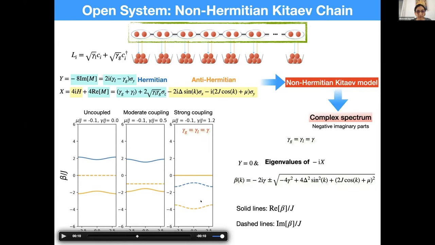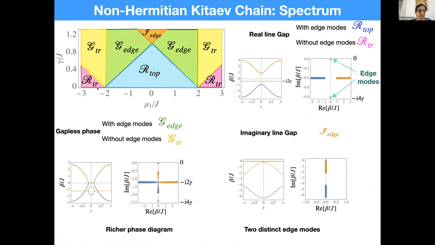Let me be more precise and show you the phase diagram. If I draw the phase diagram as a function of gamma, the coupling to the bath, and the chemical potential: at gamma equals zero, we have the phase diagram of the Kitaev model with a real line gap, with a trivial phase and a topological phase. In the topological phase, this phase still survives for a finite and larger value of gamma.